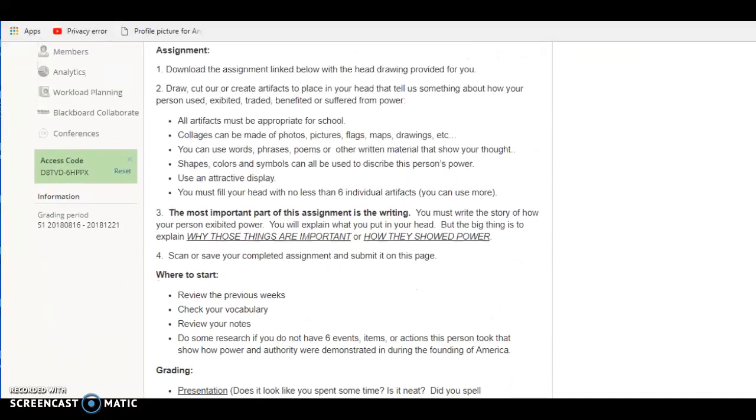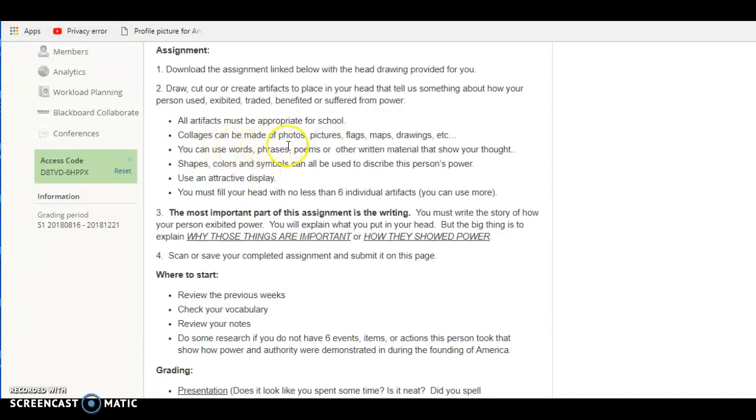Assignment. Download the assignment linked below with the head drawing provided for you. Draw, cut out, or create artifacts to place in your head that tell us something about how your person used, exhibited, traded, benefited, or suffered from power. All artifacts must be appropriate for school.